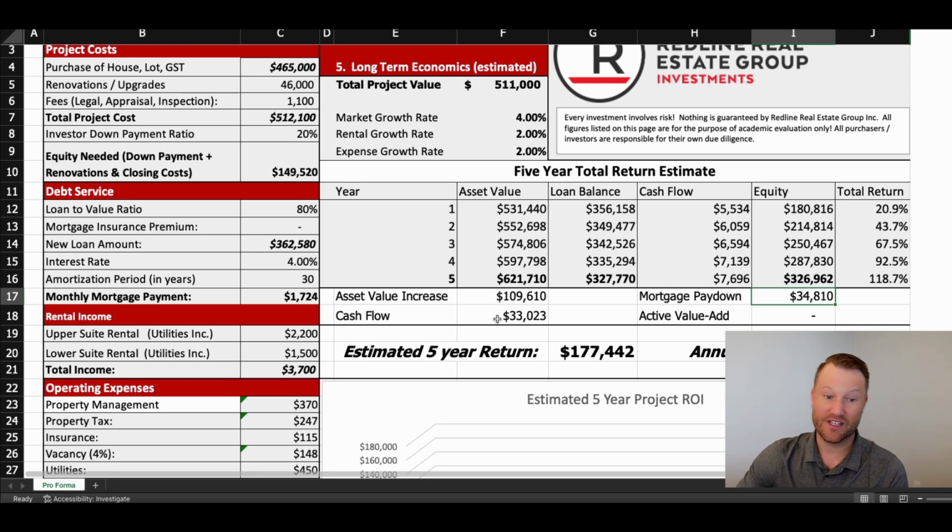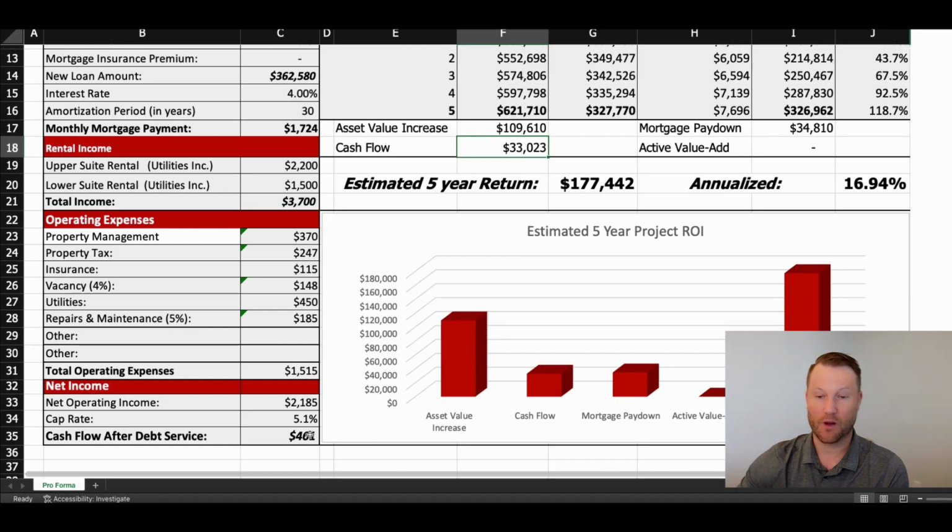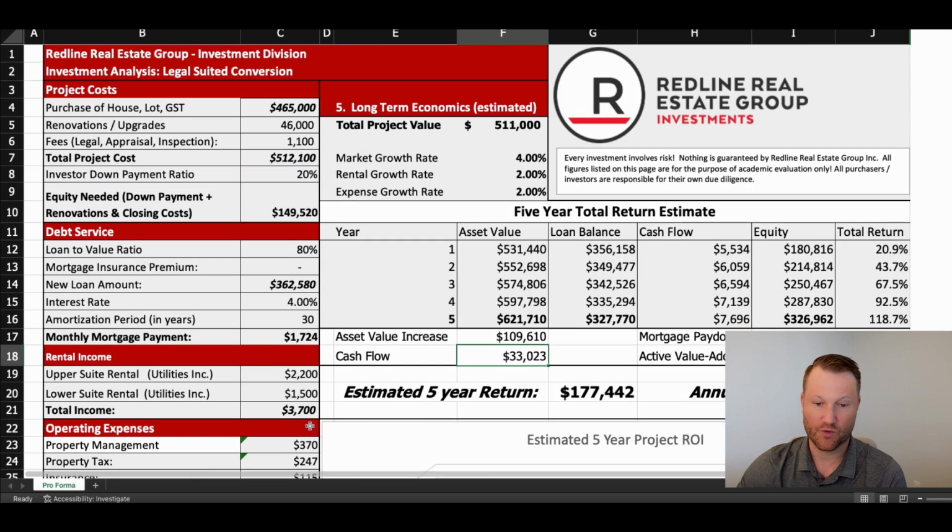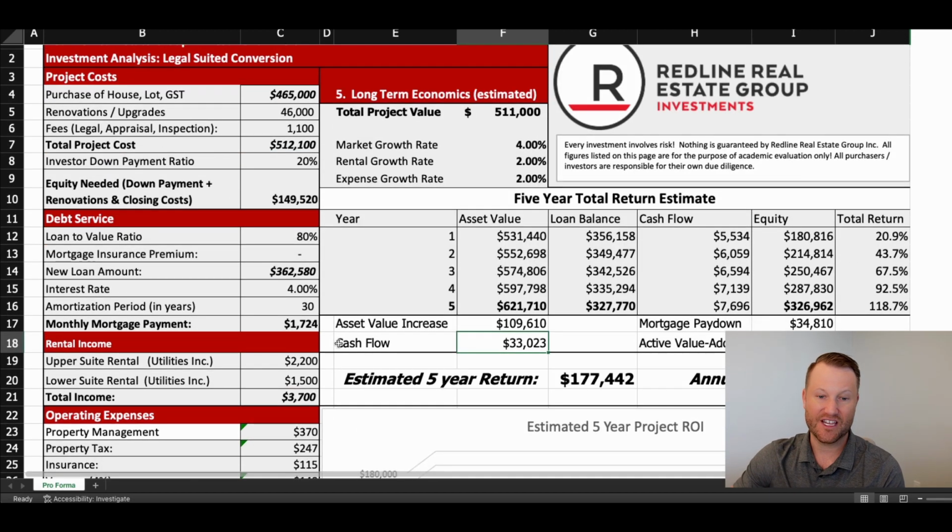Now, cash flow, this is a good property for cash flow. We're up at almost $500 a month here on this one. This is a pretty good one. But you can see here the cash flow returns are still dwarfed by the asset value increases, right? So picking a property in a good area where it's going to increase in value is the most important factor for successful real estate investing in Canada right now.